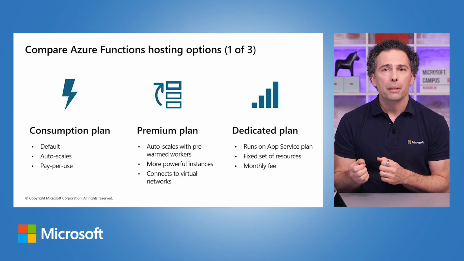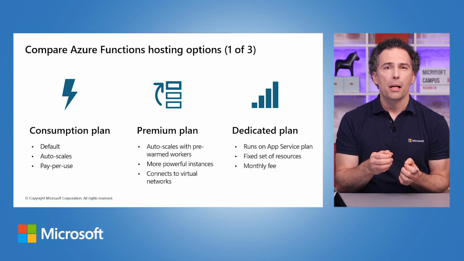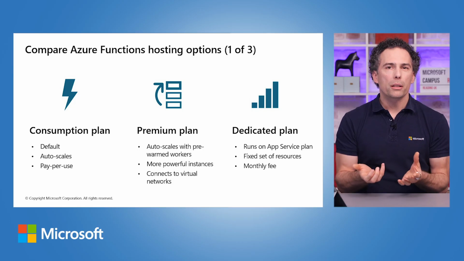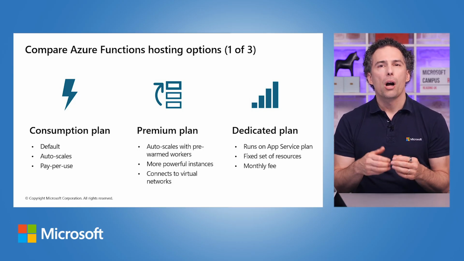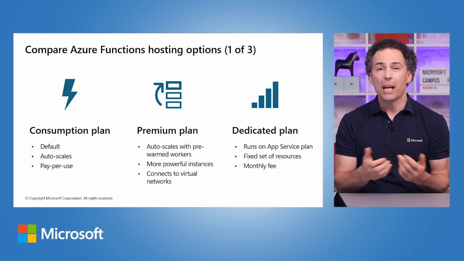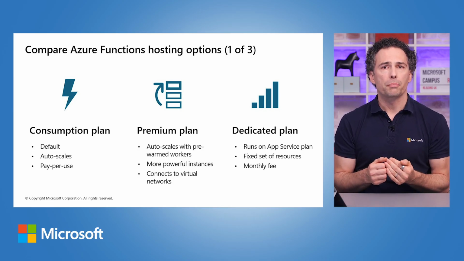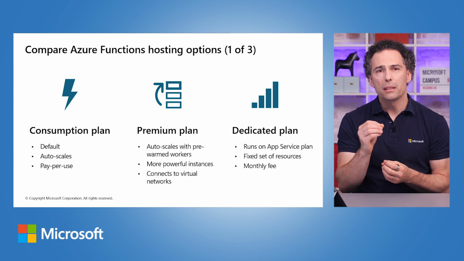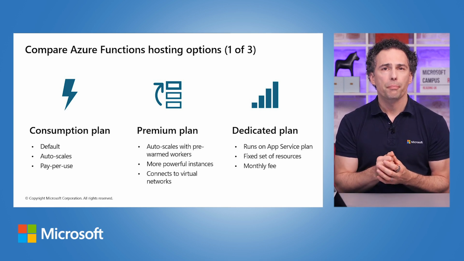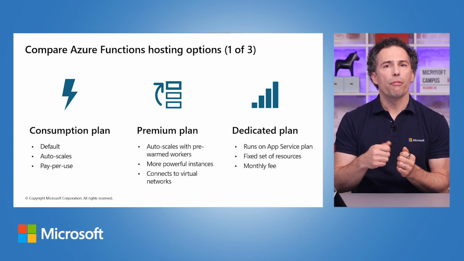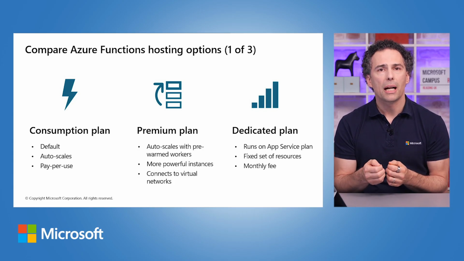The Premium plan is similar to the consumption plan, but with some more extras. It uses pre-warmed workers, which means your functions are always ready to run without any delay. It also runs on more powerful instances and allows you to connect to specific virtual networks. Premium is ideal for scenarios where you need more performance, reliability, and security.